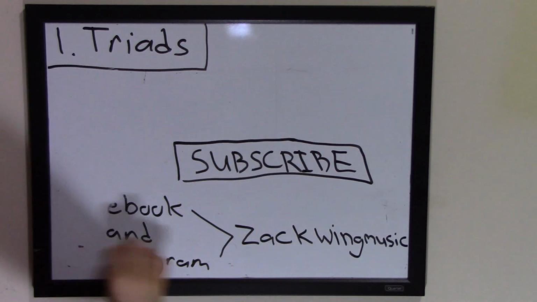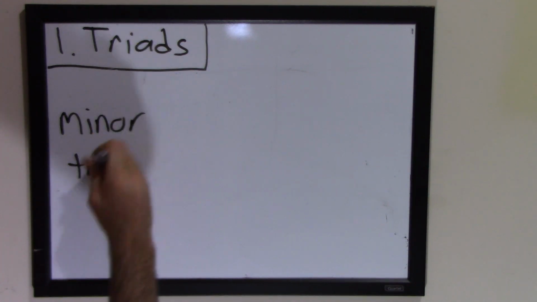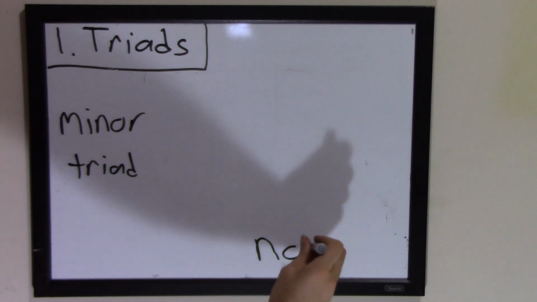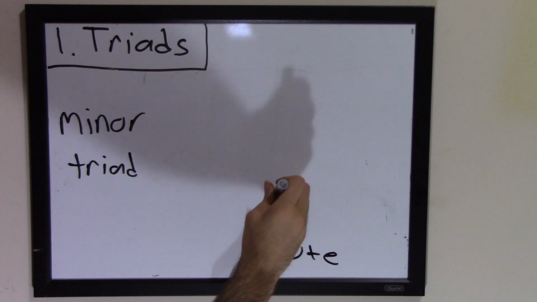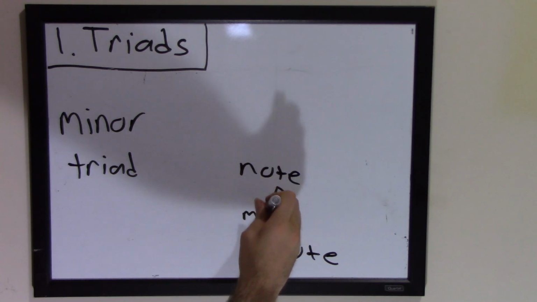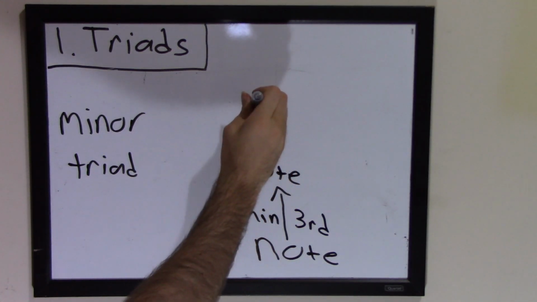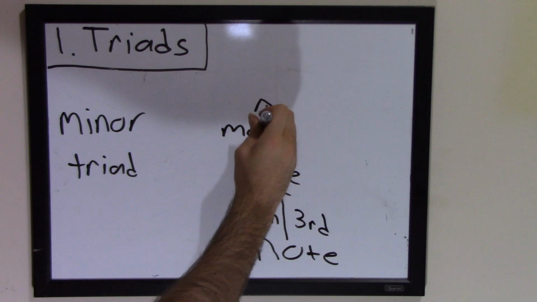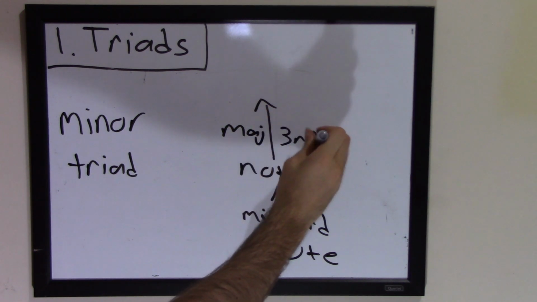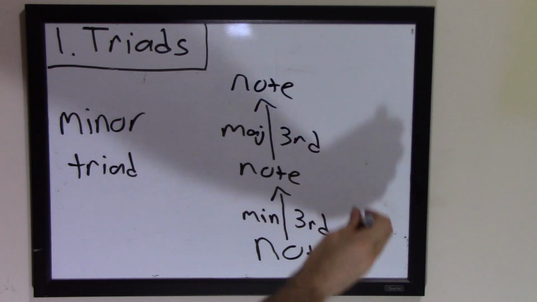Okay, moving on. Now, let's take a look at the minor triad. For the minor triad, you take a note, and then you go up a minor third, not a major third, above that. Then, from that note, you go up a major third. So the major triad was a minor third on top of a major third. The minor triad is a major third on top of a minor third.